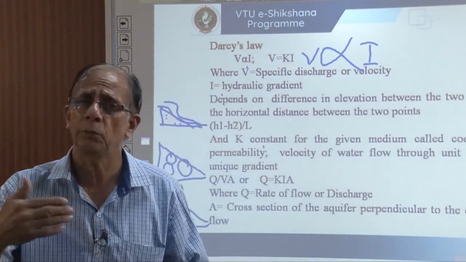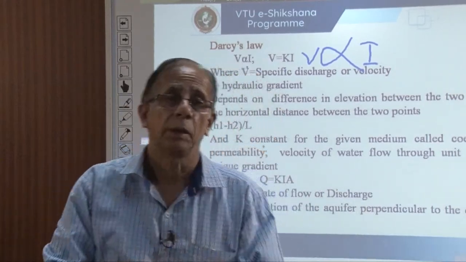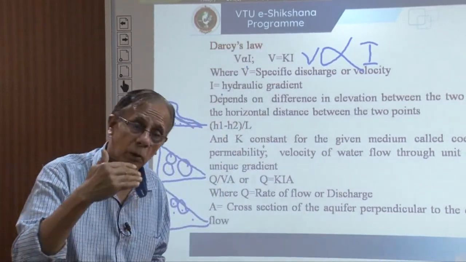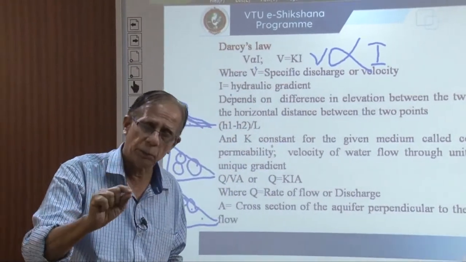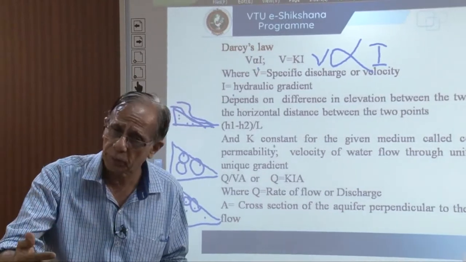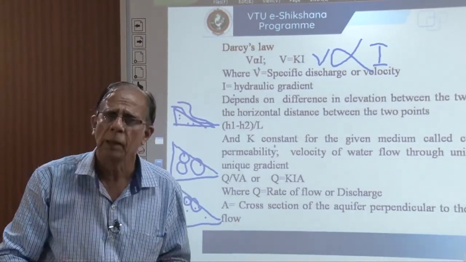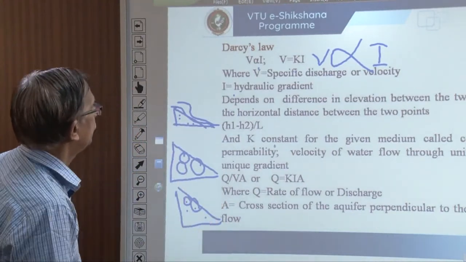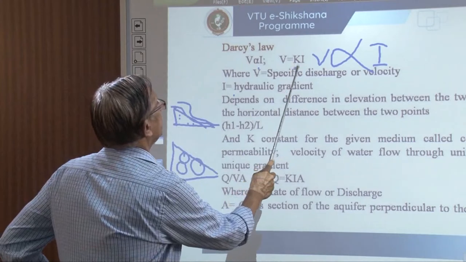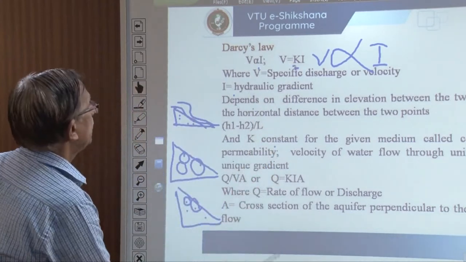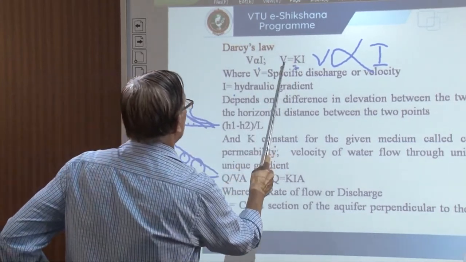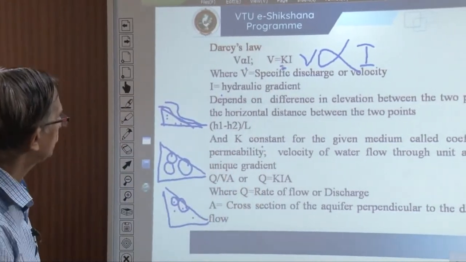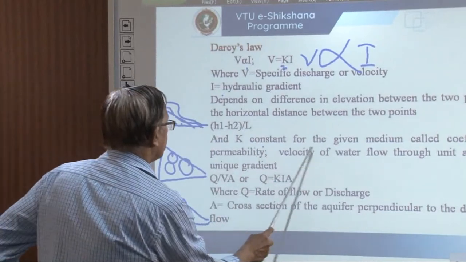All rocks do not have equal cavities, and water cannot flow equally easily. It varies from rock to rock, depends on the size of the particle, the nature of the particle, the size of the opening, like that. So, it all varies with K. Therefore, that is a constant for a given medium. If i changes or V changes, K is a constant. So, K is a constant.